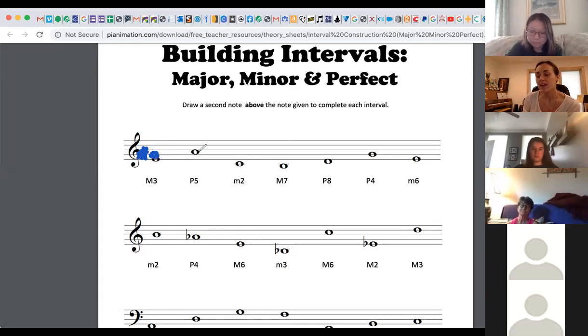Perfect fifth above A. E natural. E natural. Good. Minor second above C.